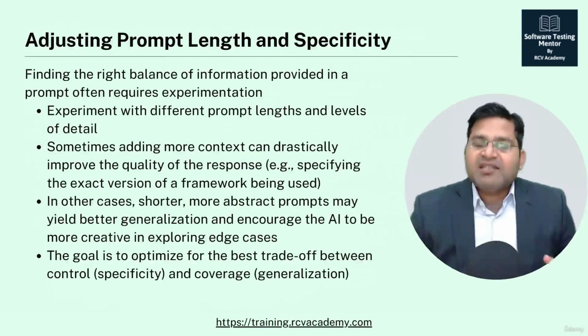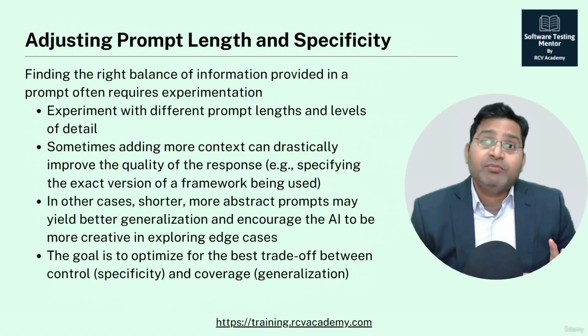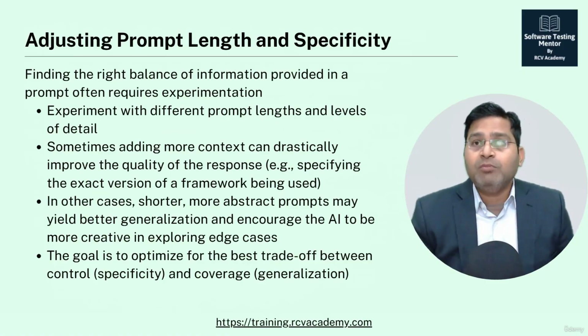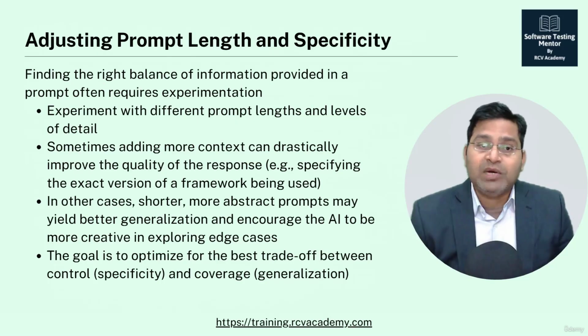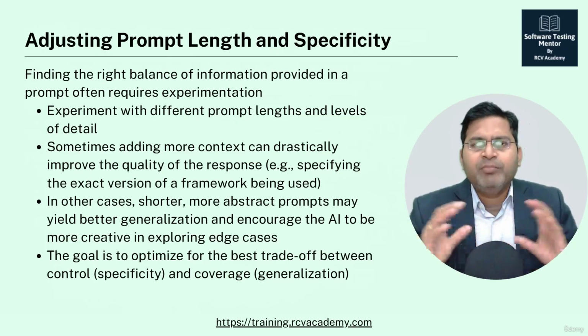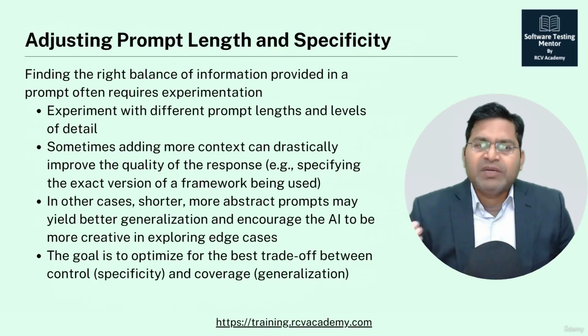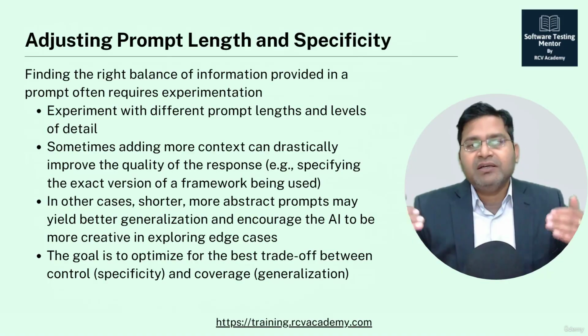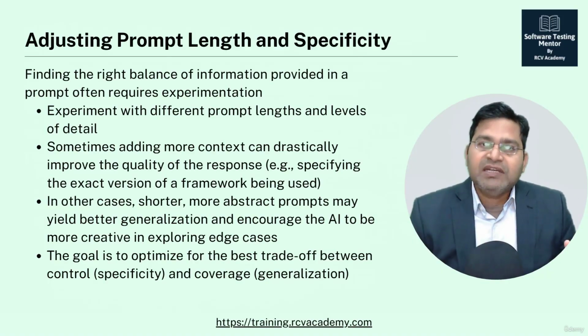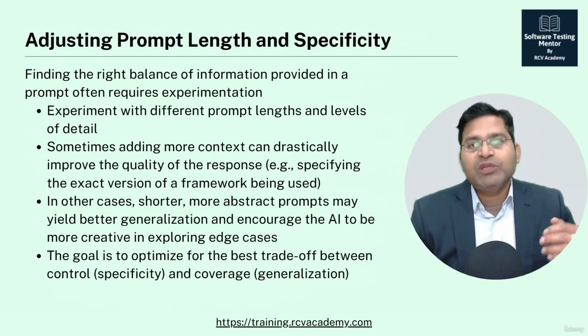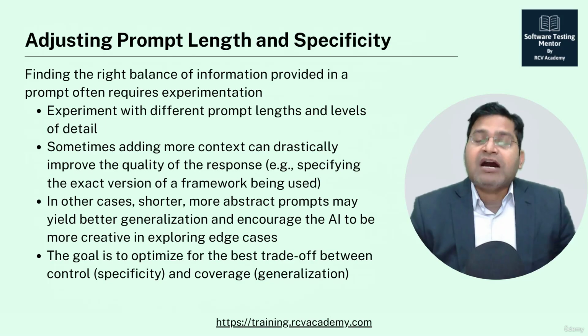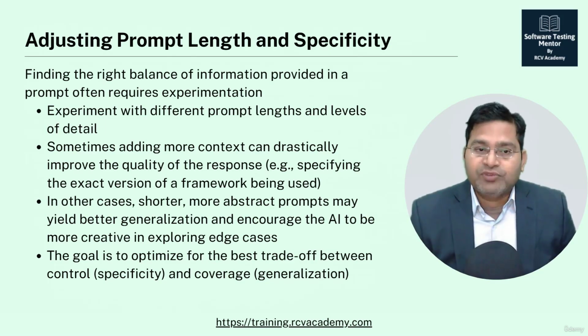Then adjusting the prompt length and specificity. Finding the right balance of information to provide in the prompt requires experimentation. Why? Because not always a very big prompt is going to provide you the best results. So experimenting with the length and level of detail is important. Sometimes when you add more context, the outcome drastically improves. The quality of response drastically improves.